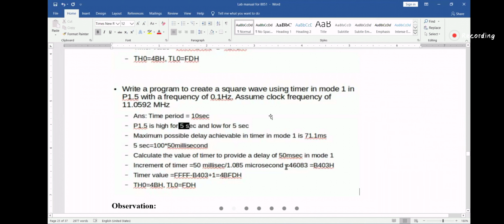Seconds. Maximum time, maximum delay of your mode 1. Is it 10 seconds? 71.1 millisecond. Maximum possible. How did you get that 71.1 millisecond? How do you get that?